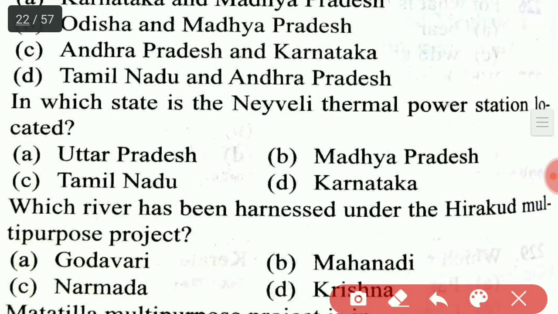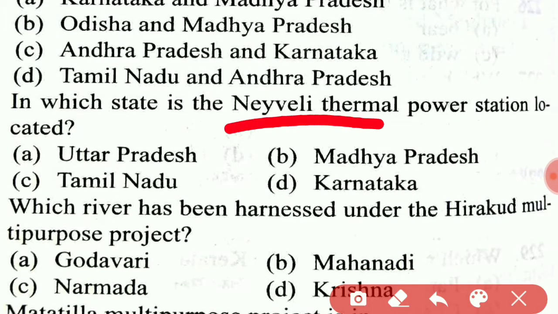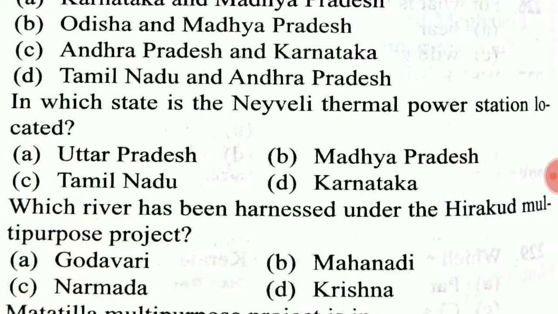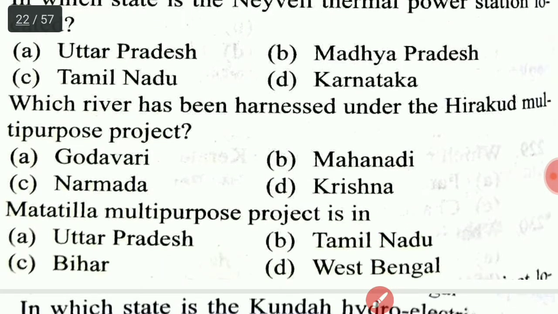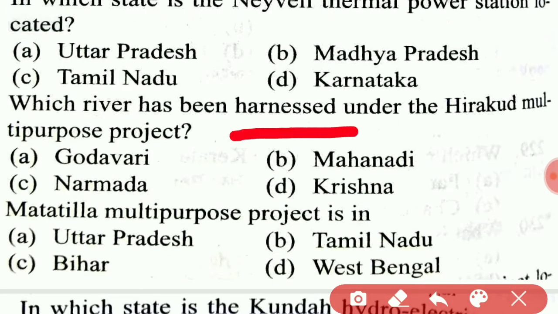Next, in which state is the Neyveli thermal power station located? That is option C, Tamil Nadu. Next, which river has been harnessed under the Hirakud Multipurpose Project? That is option B, Mahanadi.